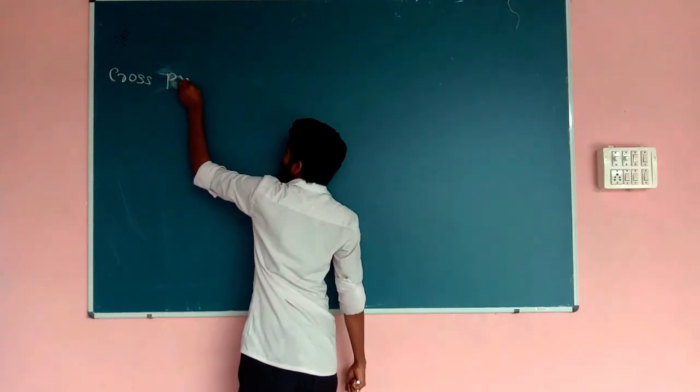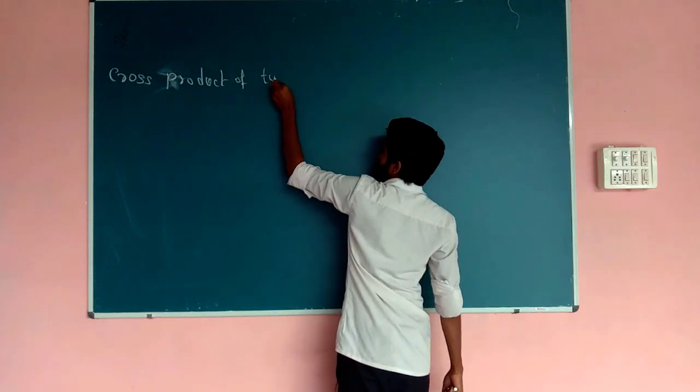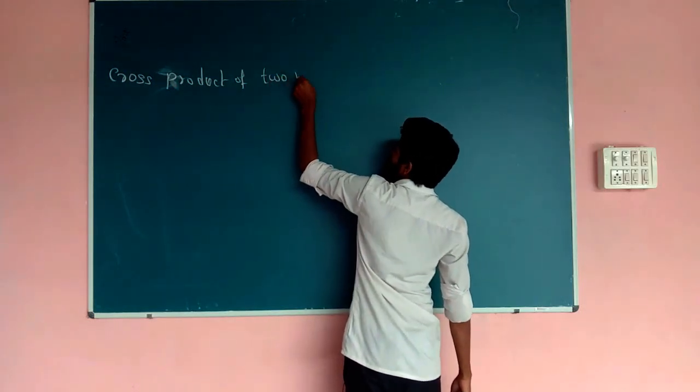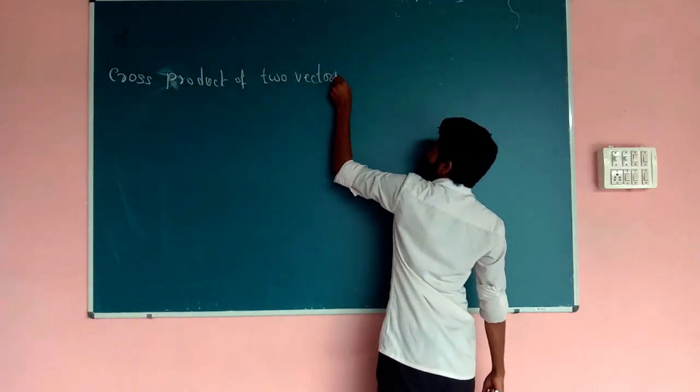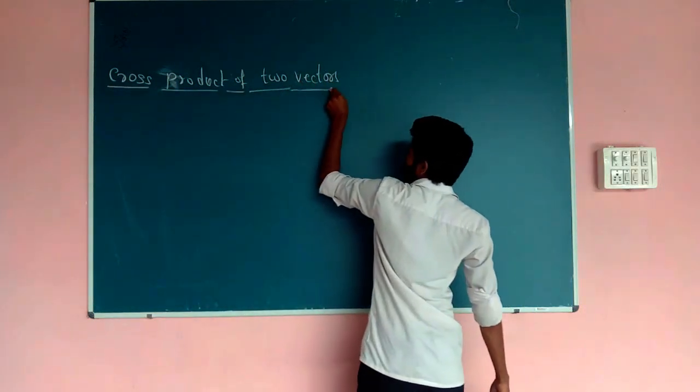Cross product of two vectors. Cross product of two vectors.